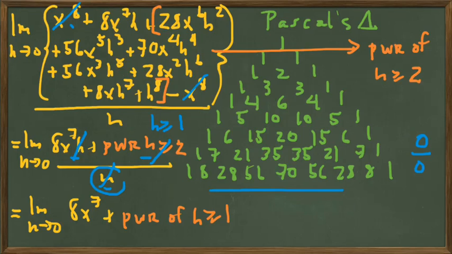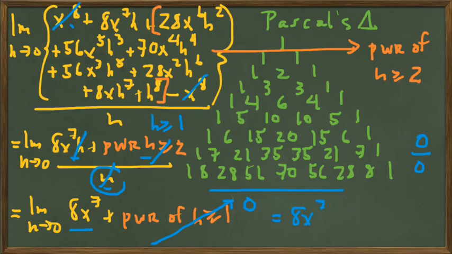So this is a plug-it-in type of limit because we're able to put h equals 0 into all of these terms, which will then go to 0, and what remains is this term, which doesn't have an h in it. So we get a result of 8x to the 7th.